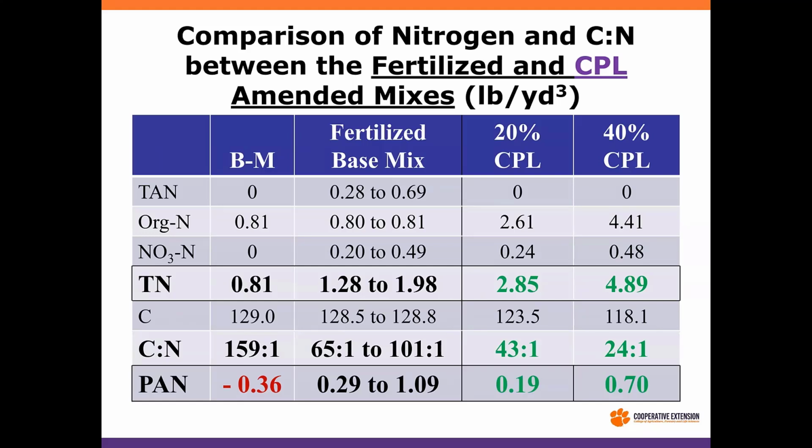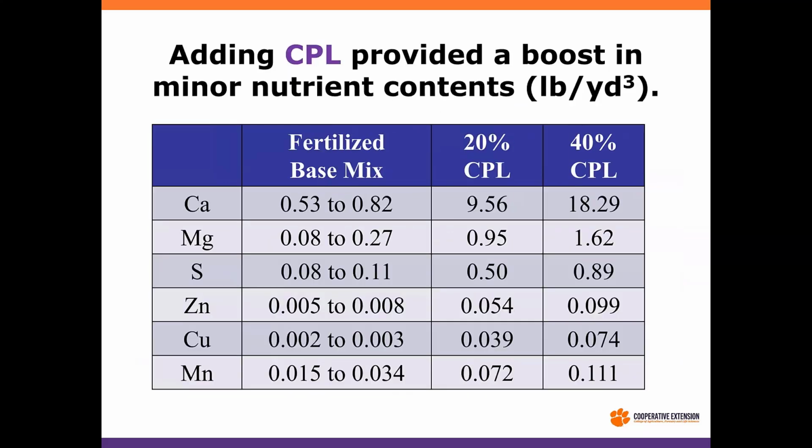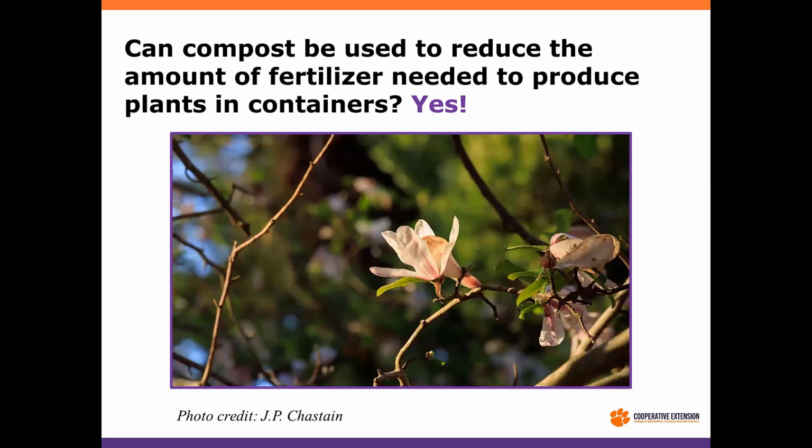So I just used 20 and 40 in this comparison. Why? Because I'm kicking out 60 because it gives me too high a pH. But notice I made a big difference, and what I really care about is C to N. I dropped it to 43 and 24 to 1, and I have positive available nitrogen. This is my base mix, and I'm going to fertilize on top of this as I grow plants. What's the trick? Somebody tell me. There we go. Of course, the minor nutrients, the compost bumps them up quite substantially.